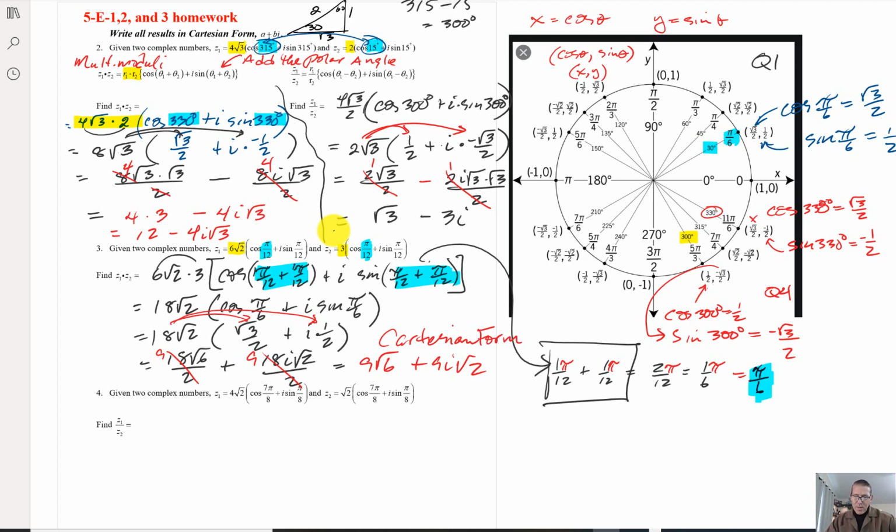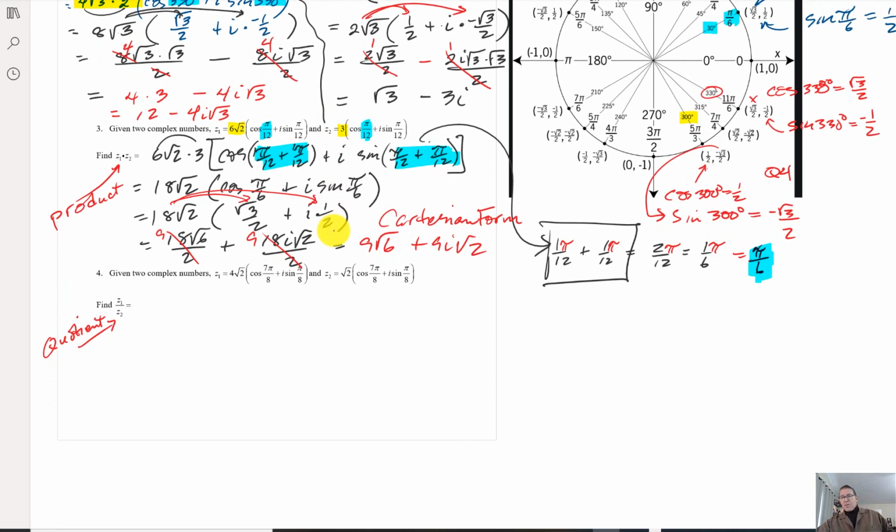All right, last one. Given these two complex numbers here, what is the quotient? So this first one here is the product. You multiply the moduli and add the angles. This is called a quotient. Now you divide the moduli and subtract the polar angles.